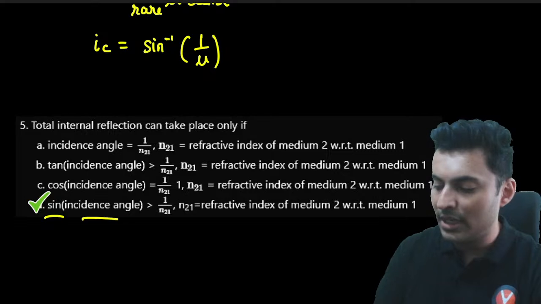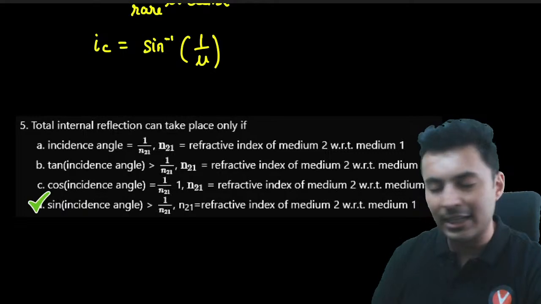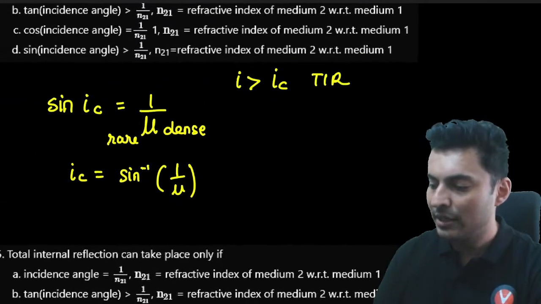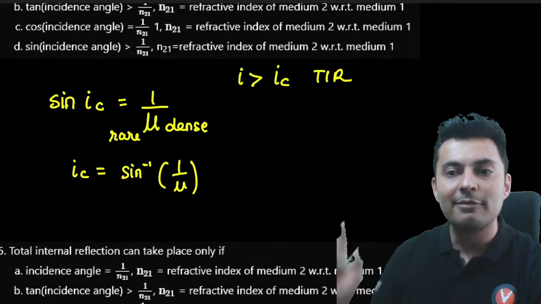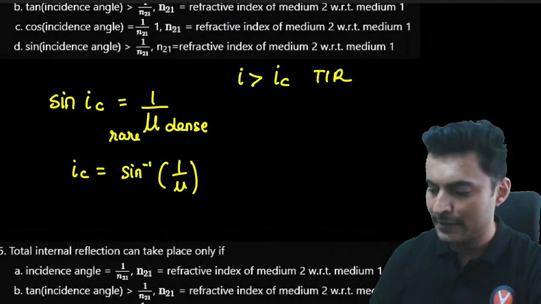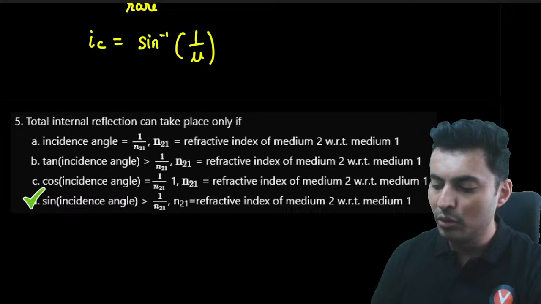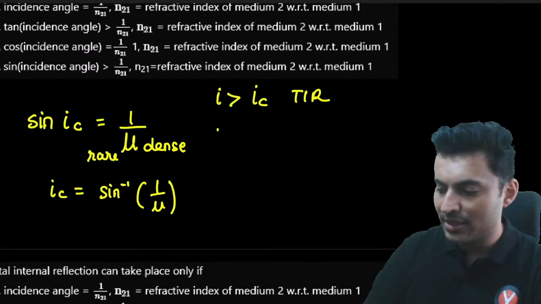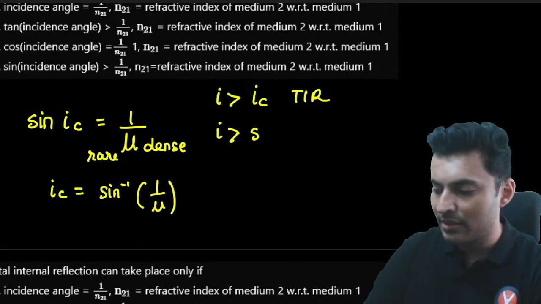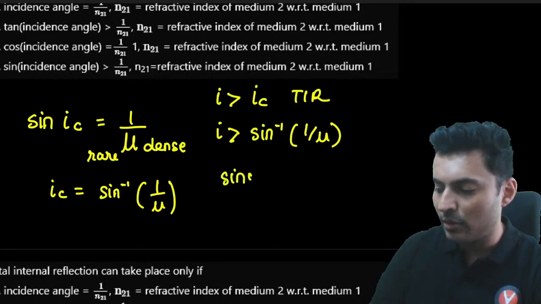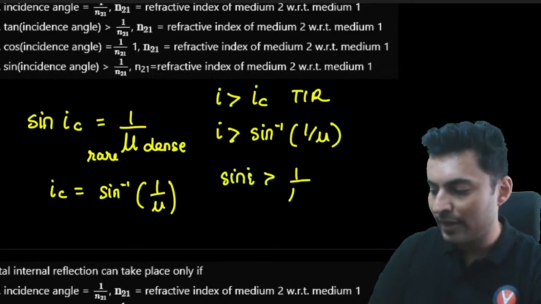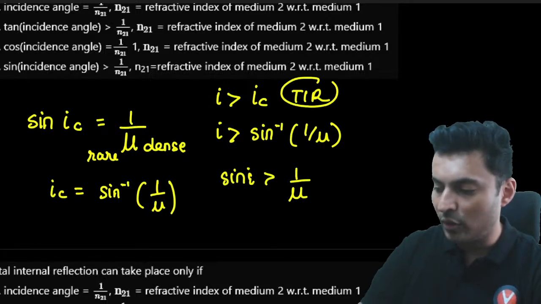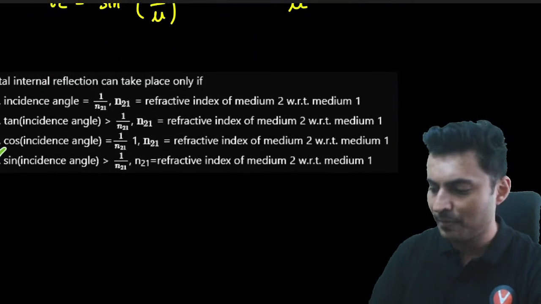So sine of the angle of incidence will be more than this 1 by refractive index. Then you will see total internal reflection will occur. Yes. No cos, no tan, sine of that. Because you can see right from here, I is more than IC. IC is sine inverse of 1 by mu. Take sine on the other side, so sine of I will be more than 1 by mu. This is the condition for total internal reflection.